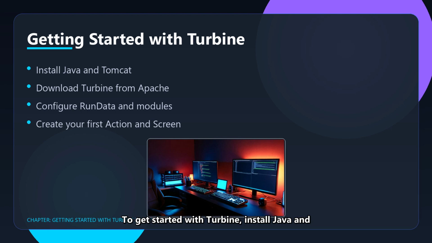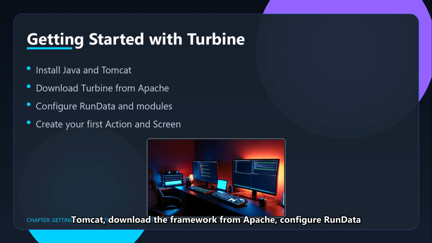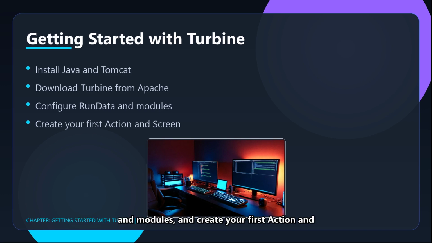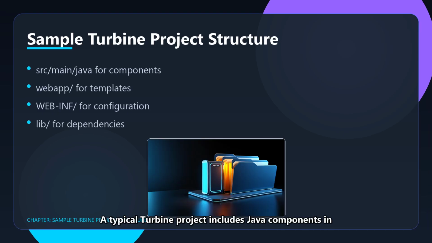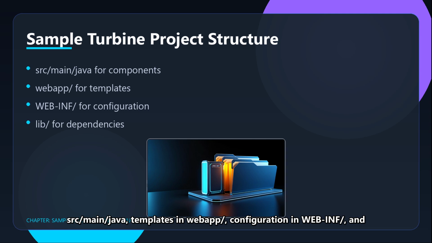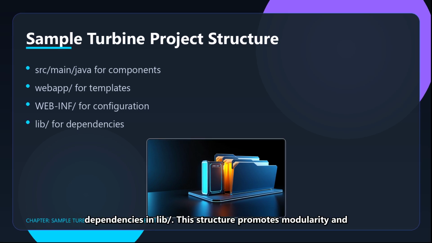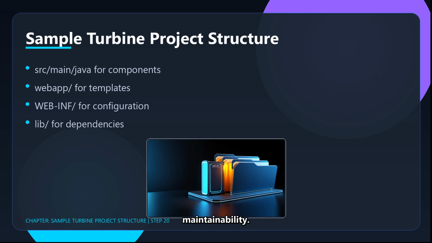To get started with Turbine, install Java and Tomcat, download the framework from Apache, configure RunData and modules, and create your first action and screen components. A typical Turbine project includes Java components in src/main/java, templates in webapp/, configuration in WEB-INF/, and dependencies in lib/. This structure promotes modularity and maintainability.